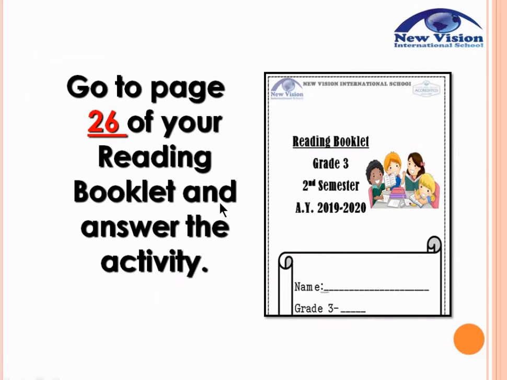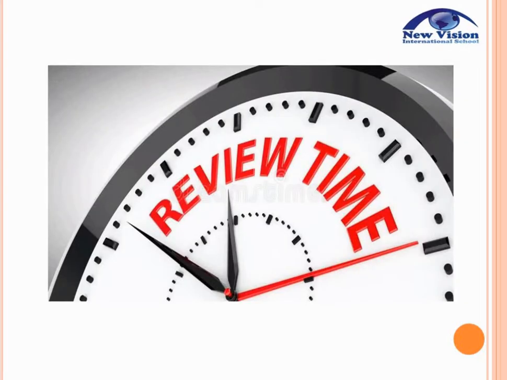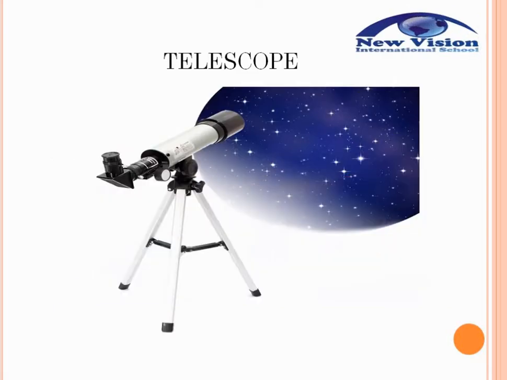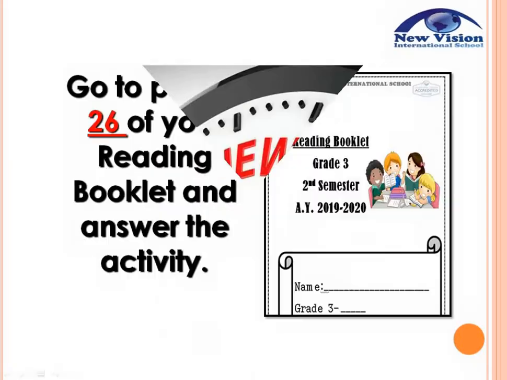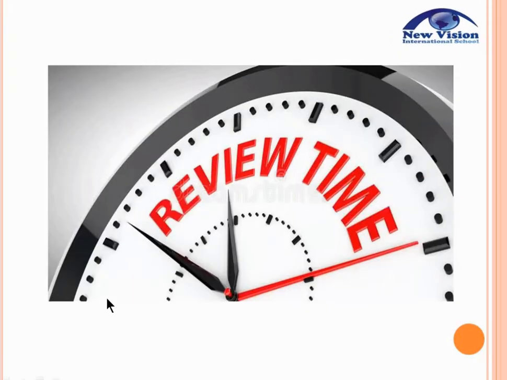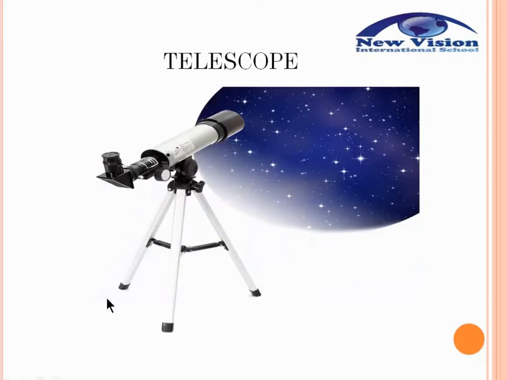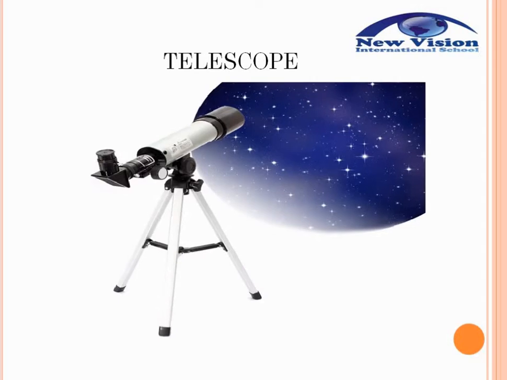Now, open your reading booklet on page 26 and we will answer the activity. But before that, let's have a short review again about the selection. We have here a telescope. Have you seen a real telescope? Great. Do you know where the name of this thing came from? Let's find out.